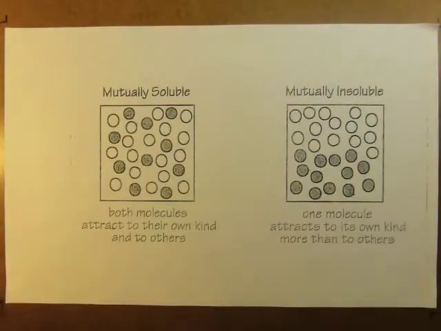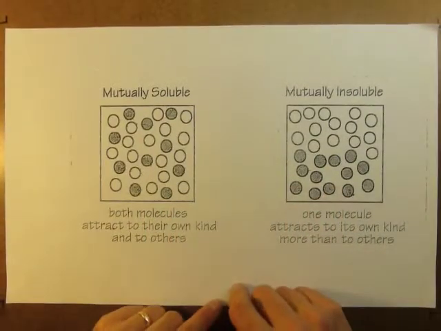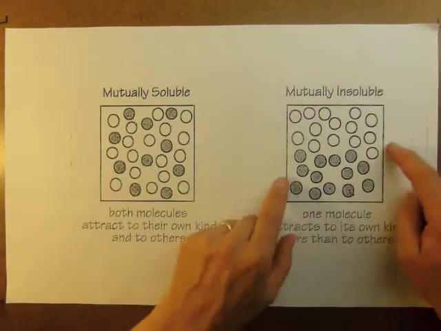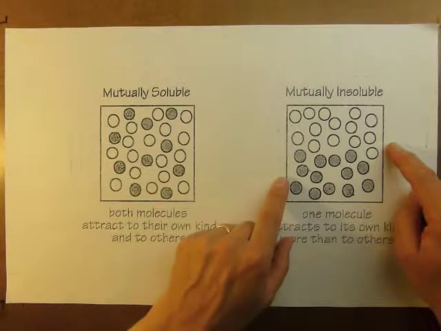So the question is, what is it about the substances that we tested that makes some of them able to attract enough to each other and to themselves to stay mixed, and what is it that makes some of them unable to mix because they stick to their own kind more than to the other molecule?